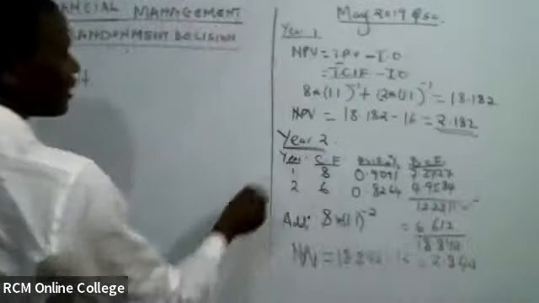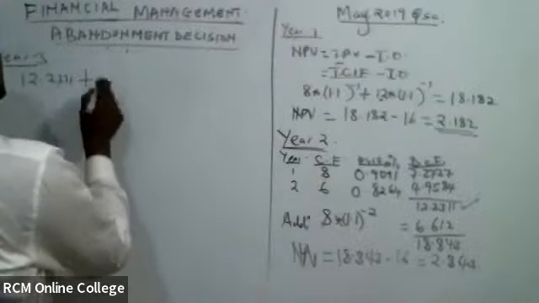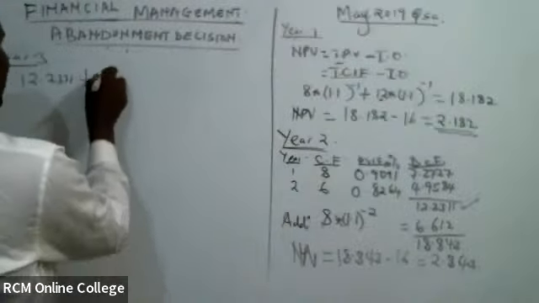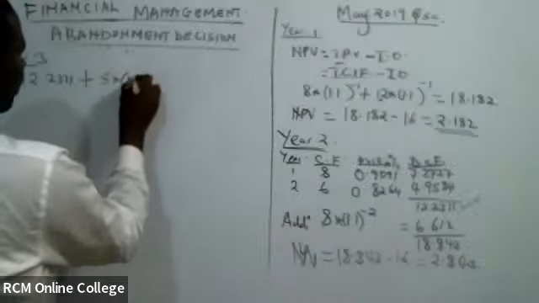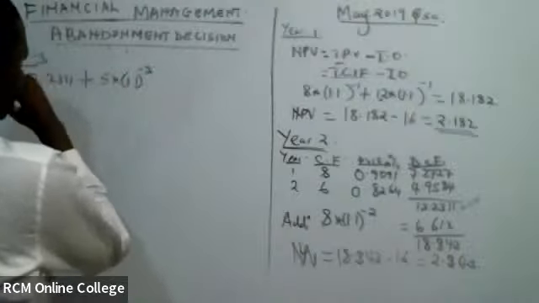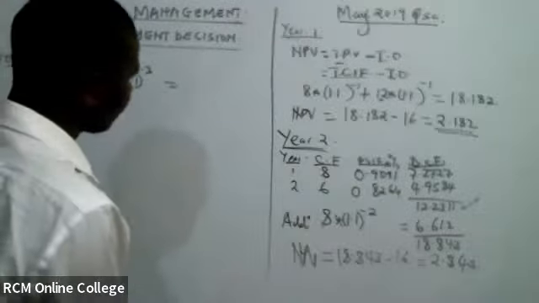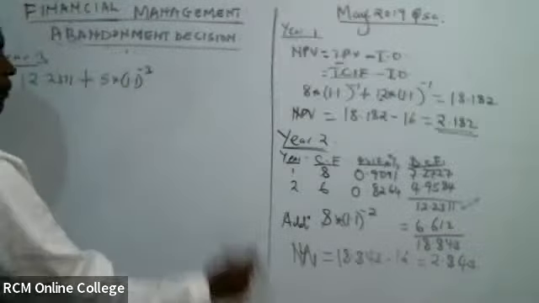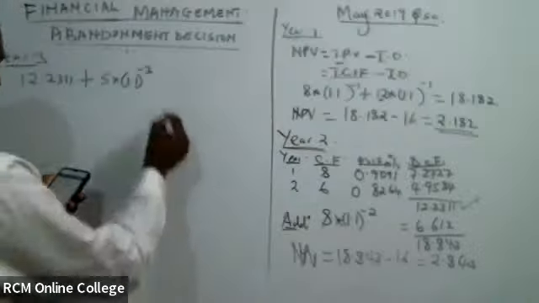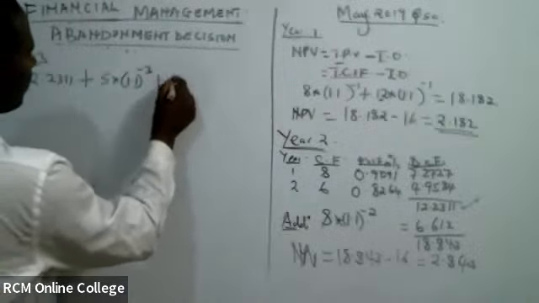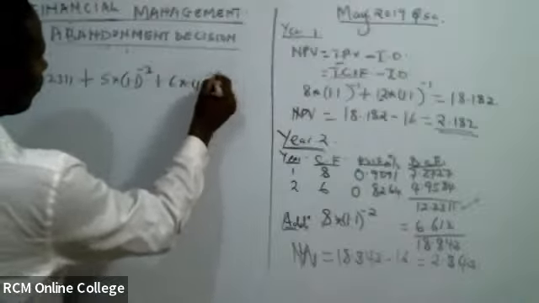For year 1 and 2, we shall be repeating ourselves. Plus year 3, we have 5 times, we discount with 1.1 raised to -3. So what will we get? We can also add our terminal. Terminal year 3 is 6. So it will be plus 6 times 1.1 raised to -3.